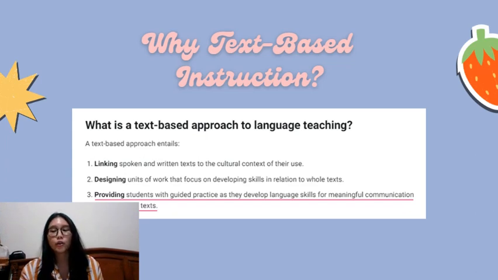They also find it hard to distinguish process text from descriptive ones, which means they are also in need of proper differentiation in text characteristics and layout. This is also one of the reasons why I chose TBI, because this approach provides the students with guided practice as they develop language skills for meaningful communication through text. This means that the employment of TBI will provide the students with not only examples, but also a chance to practice the skills that they have learned during the learning process.